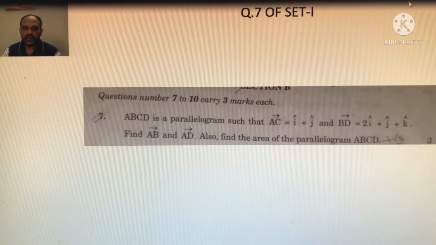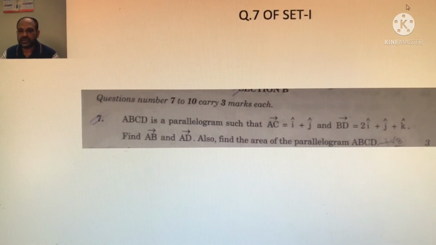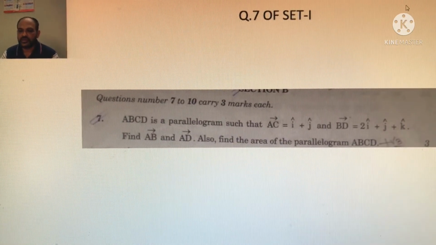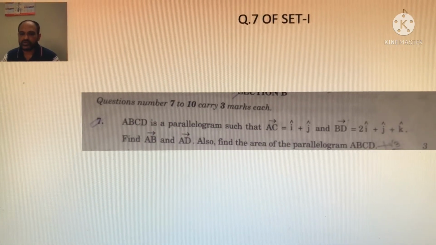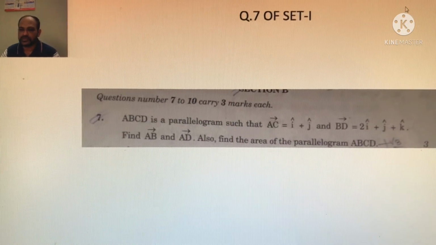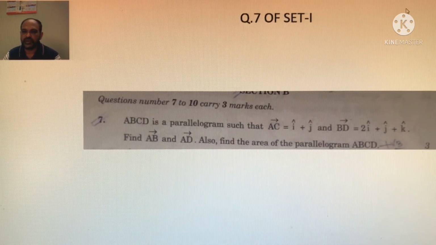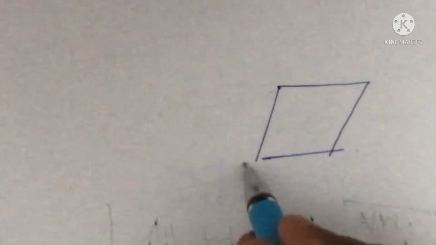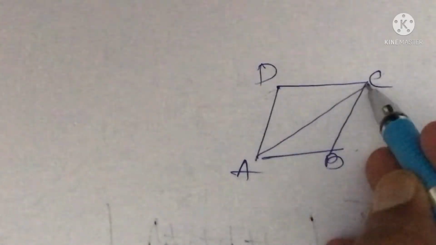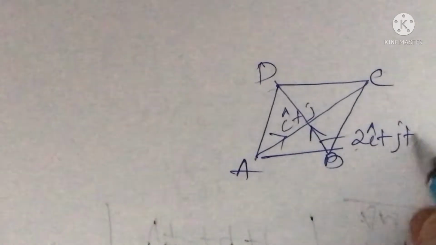Next question is, ABCD is a parallelogram such that AC is equal to i + j, BD is equal to 2i + j + k. Find AB vector and AD vector. Also find the area of the parallelogram ABCD, which is question number 7 of set 1. The solution of this question is, we are given ABCD is a parallelogram. Vector AC is given, which is equal to i + j, and vector BD is given, which is equal to 2i + j + k.